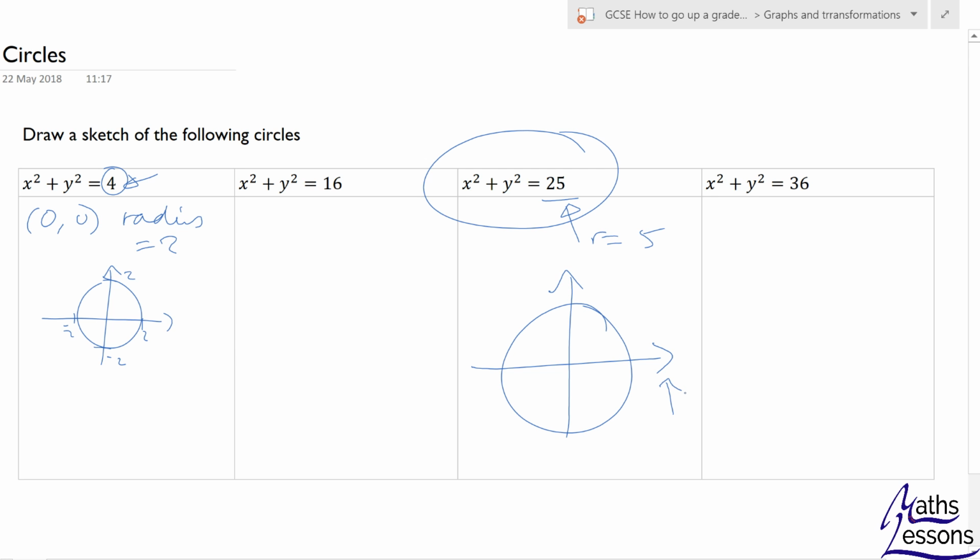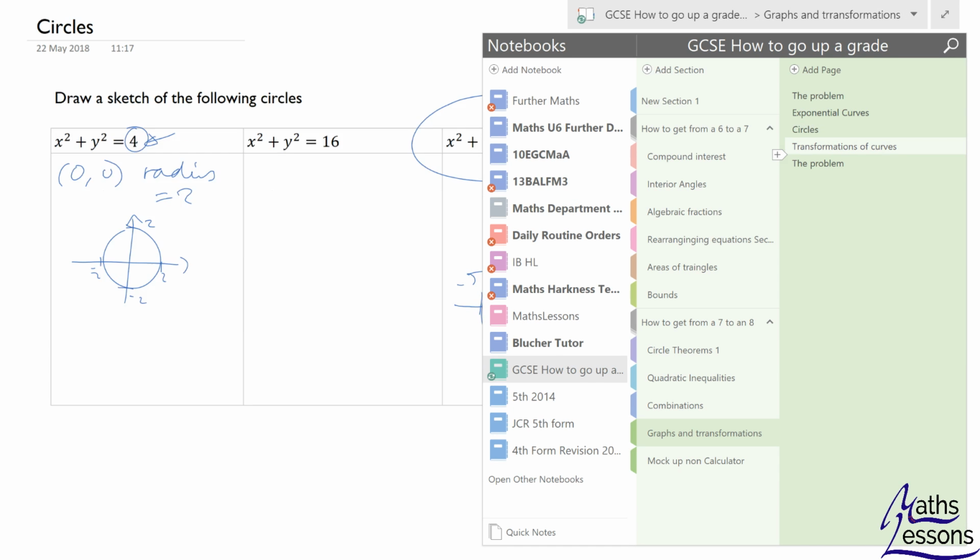When you do it, if they don't give you axes, make sure you use a ruler. Draw this, and it crosses at 5, minus 5, and 5. Okay, let's go on to the next section, which will help us solve this problem.